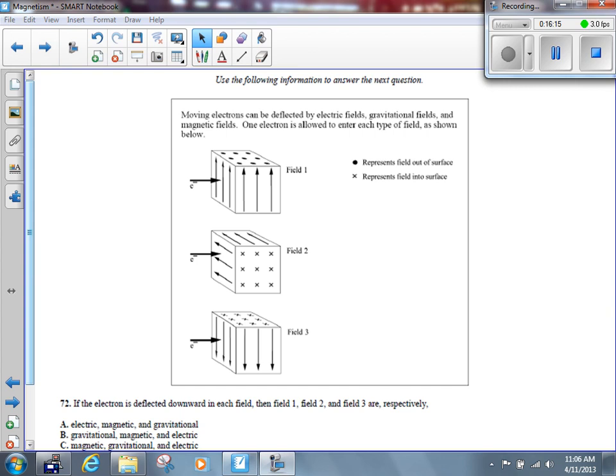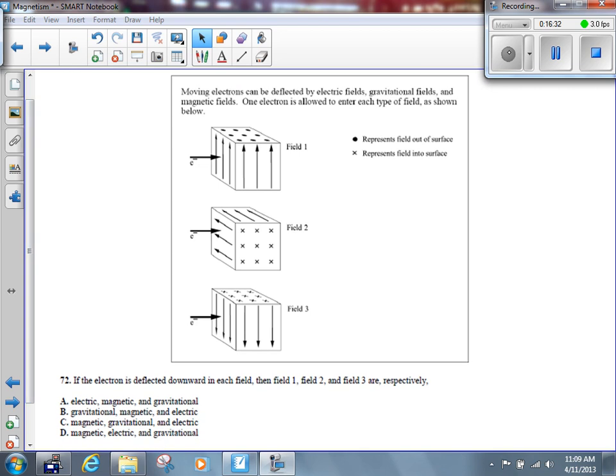What I want to do right now is just take a quick look at a multiple choice question that traditionally gives people a tough time, question number 72. So let's take about 2 minutes to look at this. We'll see what you can do with it, and then we'll go over it as a class. Okay, let's take a look at it here, everyone. 72 says moving electrons can be deflected by electric fields, gravitational fields, and magnetic fields. One electron is allowed to enter each type of field as shown below.